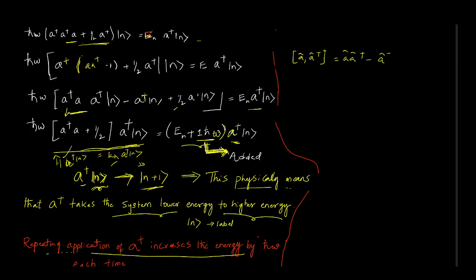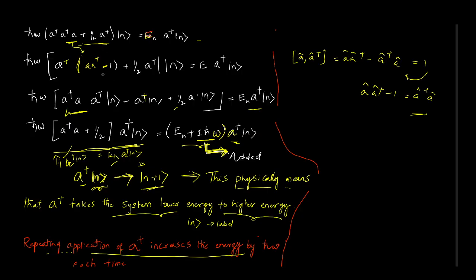That is nothing but a a dagger minus a dagger a is equal to what? 1. So what do we have here? a dagger a, right? For a dagger a we have to take this 1 to this side, that is minus 1, which is equal to a dagger a. So a dagger a can be written as a a dagger minus 1. So a a dagger minus 1 is written here.